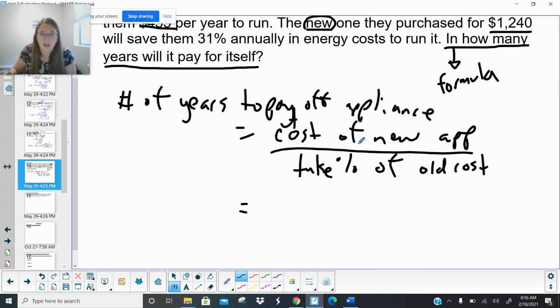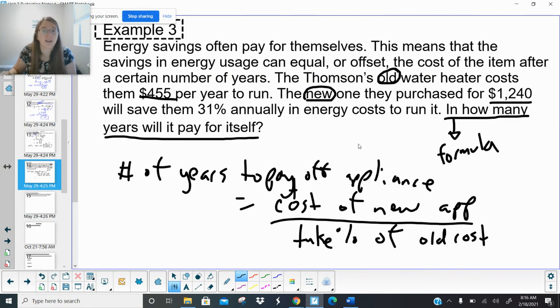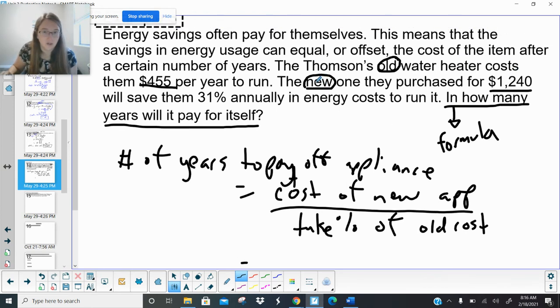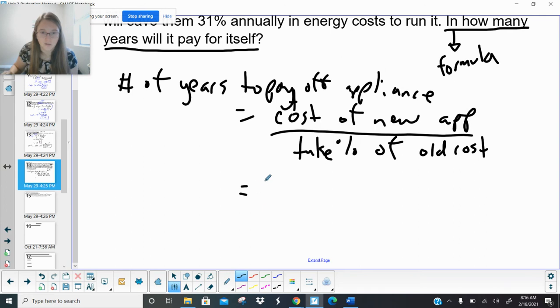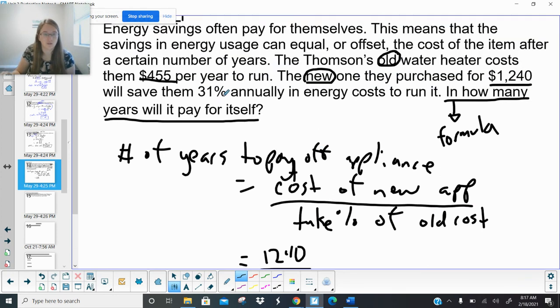On top, I need the cost of the new appliance. What does it tell me is the cost of the new one? Read carefully. $12.40, guys. You got to read carefully. I circled it. New, $12.40. That goes on top. On the bottom, we have to do what it says. Take the percentage of the old cost. So we're going to take 31% of $4.55.